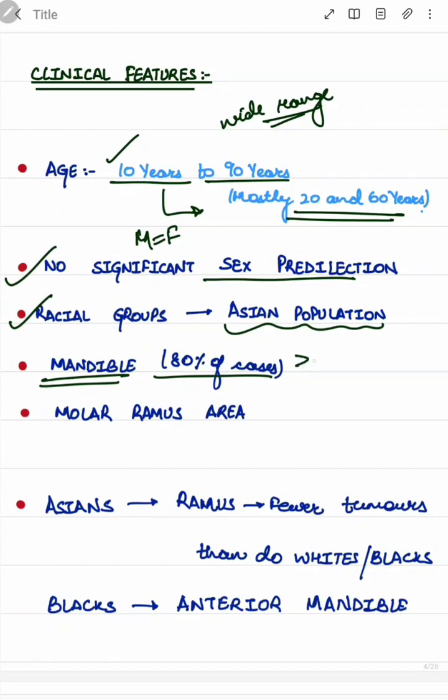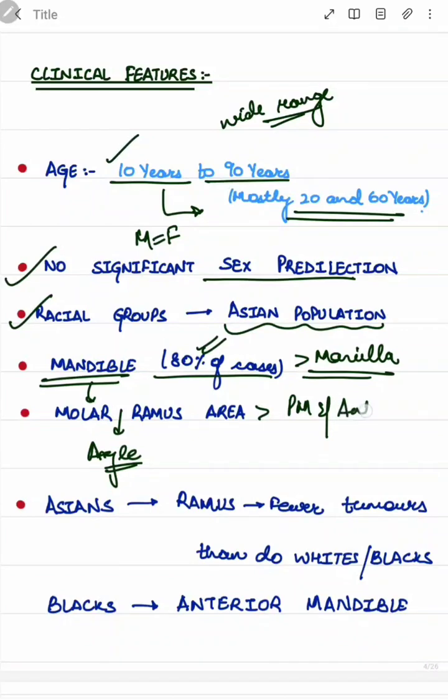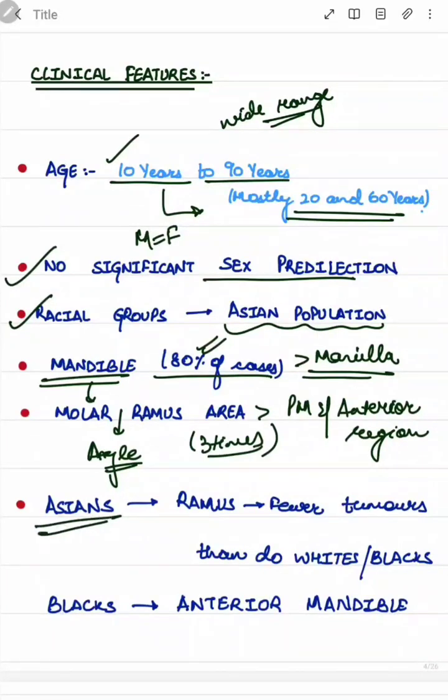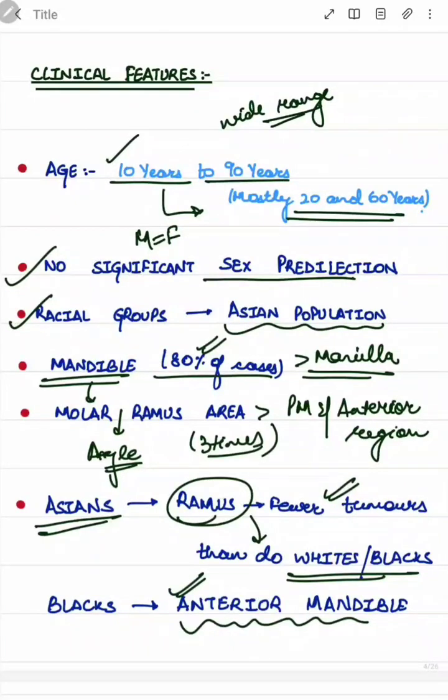Mandible is more commonly affected than the maxilla. So around 80% of cases are seen in the mandible. And in the mandible too, the molar angle ramus area is more commonly affected than the premolar and anterior region. You can say the molar angle ramus area is 3 times more affected. Now Asians have fewer tumors involving the ramus than do whites or blacks. And in blacks also, there is increased frequency of tumors in the anterior mandible.